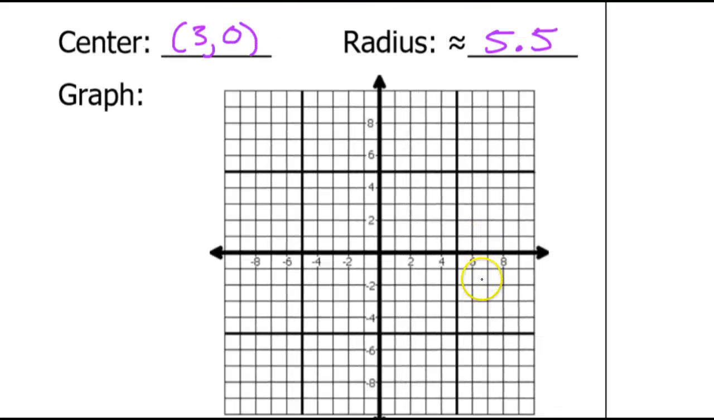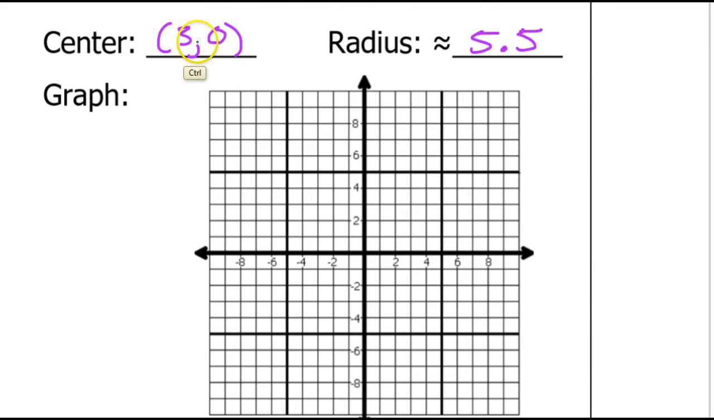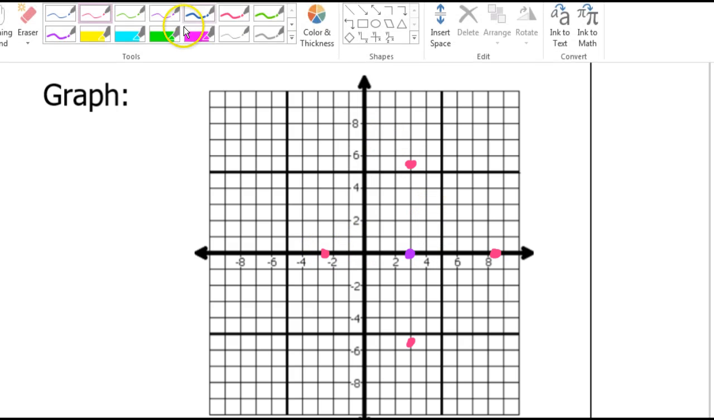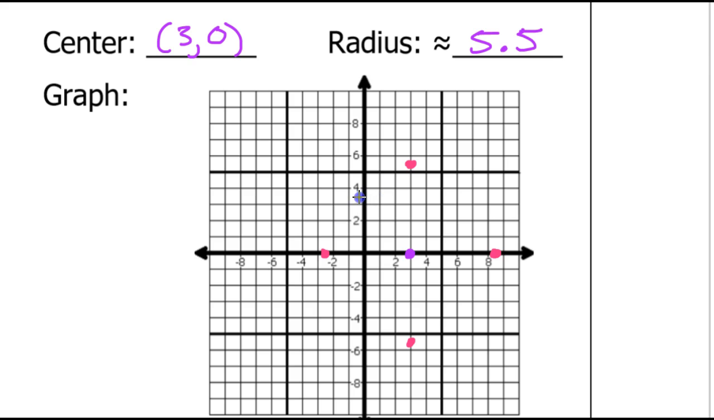Okay, so with this information, I can draw the circle. The center is 3 comma 0, so that would be right here. This is my center. So because the radius is 5.5, I'm going to go up 5.5, down 5.5, okay, I'm going to go to the right 5.5 and to the left 5.5. All right, 5.5 in all directions. And then I should be able to draw this circle.